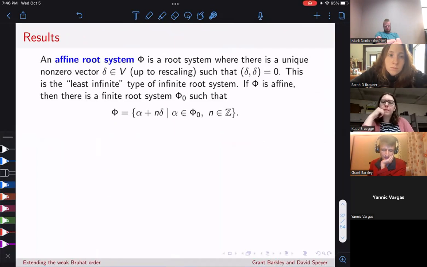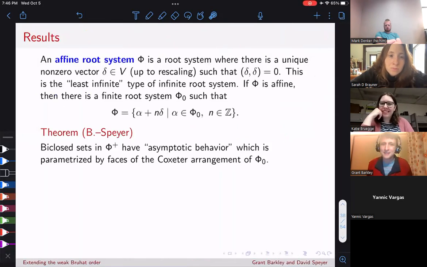Okay, and then so I have not defined what an affine root system is. I know it's not even worth reading this. We saw an example. They're the simplest infinite root systems. And so with David Spire, we've shown a lot of different classification results and various structural properties of biclosed sets for affine root systems. So one of those results is that you can figure out the asymptotic behavior of a biclosed set using the geometry of the Coxeter arrangement of the finite type root system associated with your affine root system. I'll get into that, but it is related to the question that I think Yannick asked.